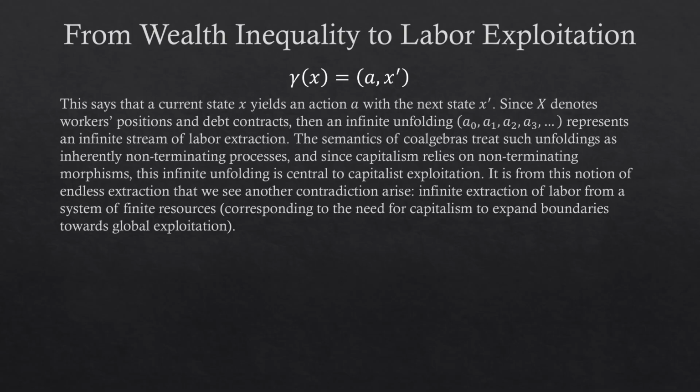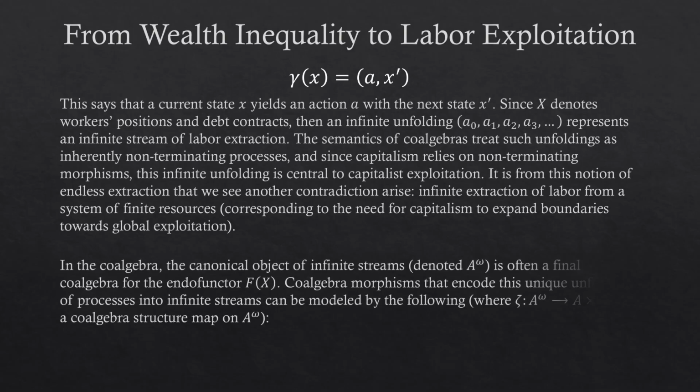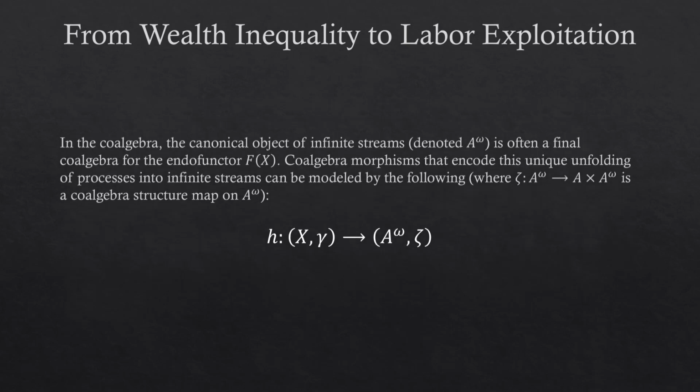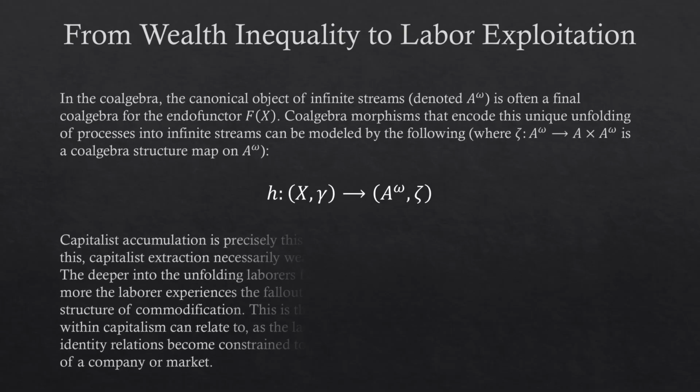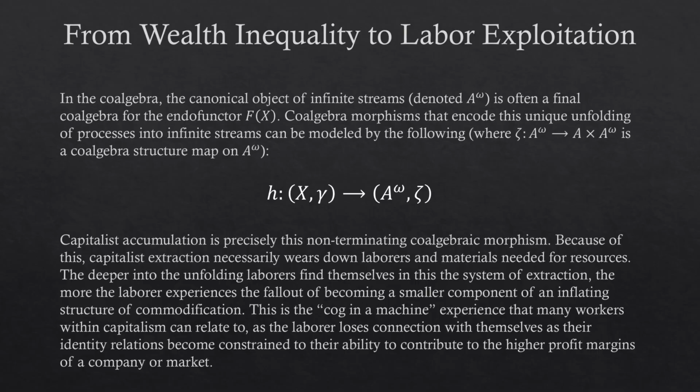It is from this notion of endless extraction that we see another contradiction arise: infinite extraction of labor from a system of finite resources, corresponding to the need for capitalism to expand boundaries towards global exploitation. In the coalgebra, the canonical object of infinite streams, denoted A^ω, is often a final coalgebra for the endofunctor F(X). Coalgebra morphisms that encode this unique unfolding of processes into infinite streams can be modeled by the following, where ζ maps us from A^ω into the product of A and A^ω, and that is the coalgebra structure on A^ω. Capitalist accumulation is precisely this non-terminating coalgebraic morphism.